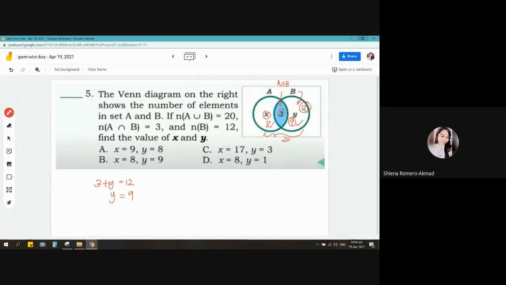So, meaning, we have letter B. B as the answer. Correct. Wait lang ha, mag-report lang ako ng attendance.